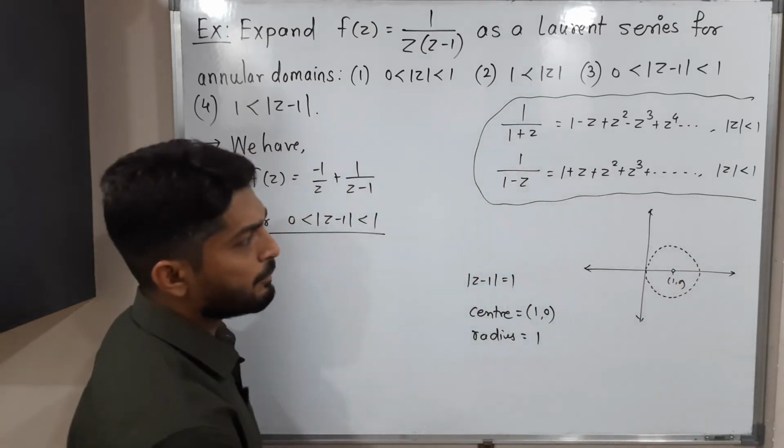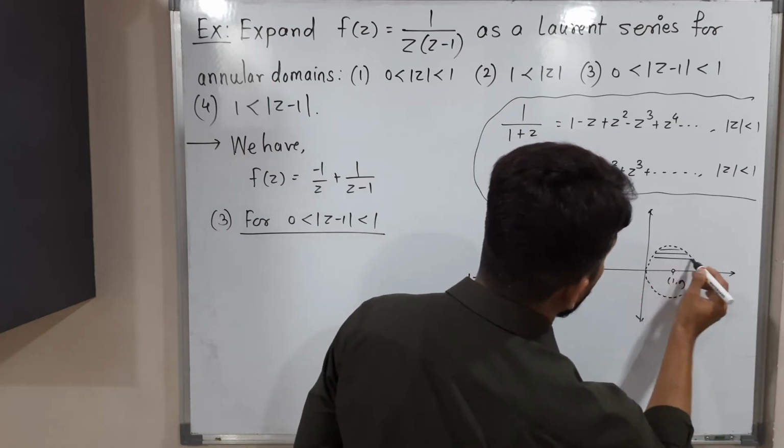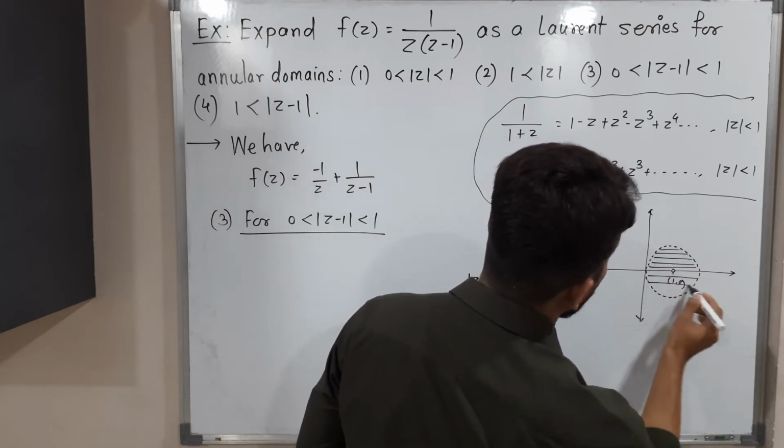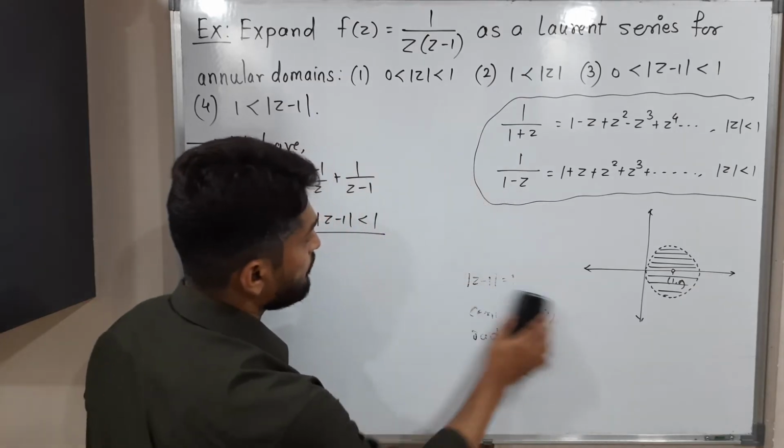Okay, so such type of disk we have, and it is less than 1, that means the interior part of this circle. So this is a region we have. This is a region of convergence, right? Okay, so let me remove this one. Let us go further.